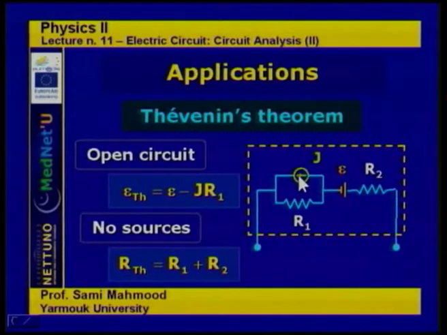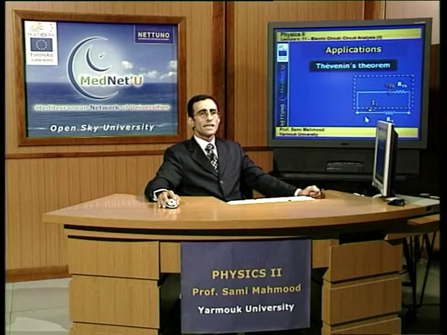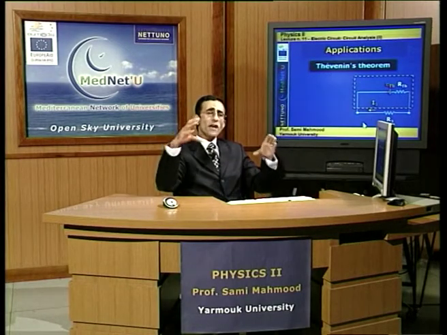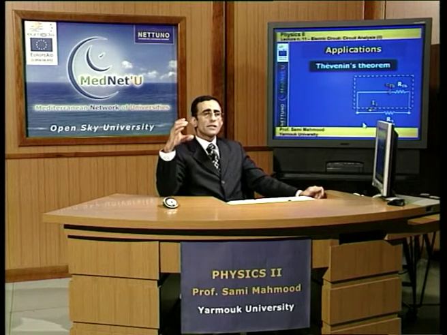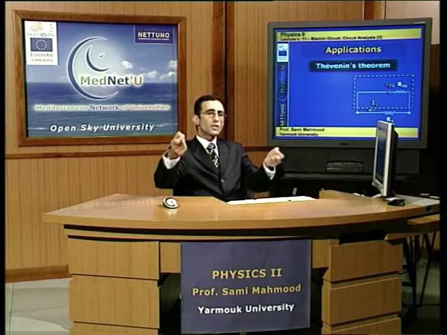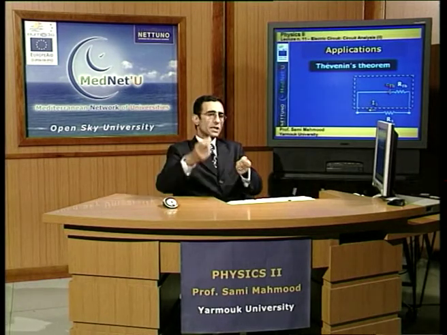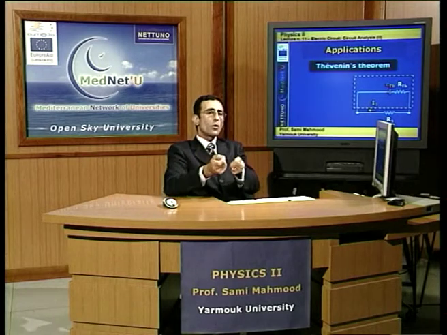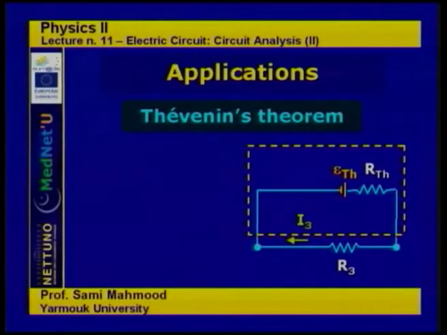We set epsilon to 0, and we set J equal to 0, and we look at the remaining resistance. The equivalent resistance is R Thevenin, which is simply R2 plus R1. And now we have this box that contains the Thevenin equivalents, R Thevenin and epsilon Thevenin, that we have just determined. And now we hook this box, the Thevenin circuit or equivalent, to R3.